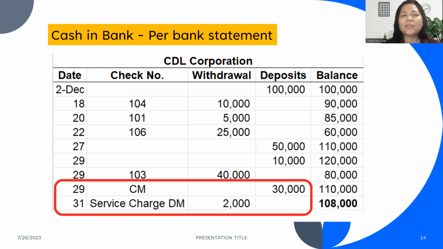Okay, and what did you notice? If you look at this bank statement, there are entries which do not pertain to withdrawals with check numbers, or disbursements through check which were cashed by your supplier at the bank. And there are deposits which are not collections received by the entity. So you have here two items, the CM and the service charge DM.